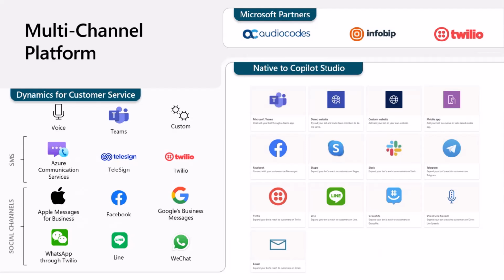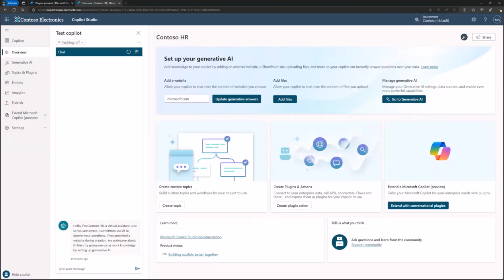I can deploy it to my own custom website, maybe in my mobile app as well. And then there's a whole additional set of capabilities if I'm using Dynamics for customer service and I want to make my copilot available via something like WeChat, WhatsApp, etc. So it really is very, very flexible. With that said, that's all the slides that I've got for today. So let's now switch over and actually look at some demo.